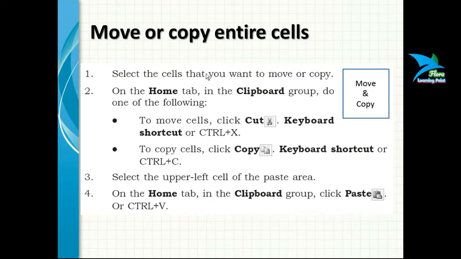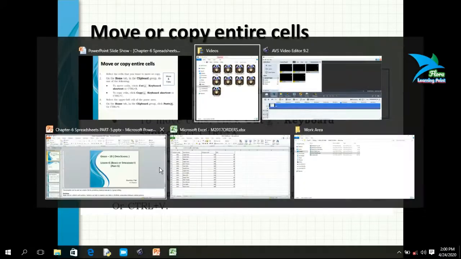The shortcut key from the keyboard to move is Control X, and to paste is Control V. To copy, it is Control C and Control V after that. Control V is for pasting. So the shortcut key for pasting is Control V, and if you want to move, you have to press Control X. If you want to copy, you have to press Control C.